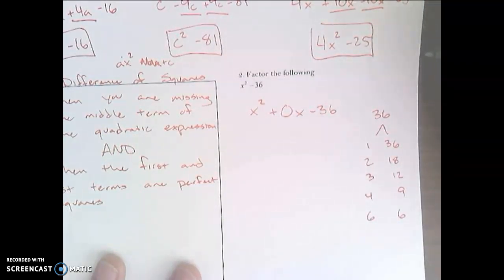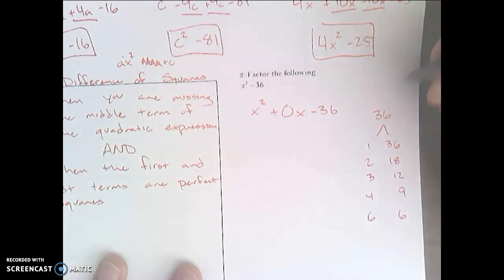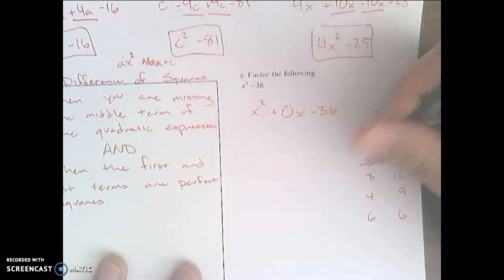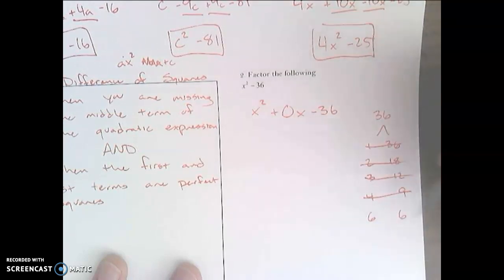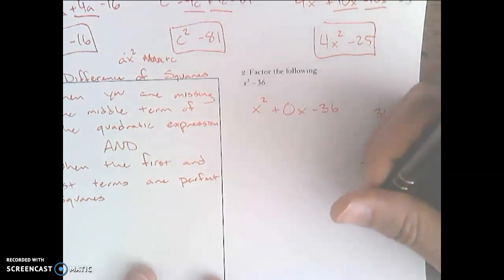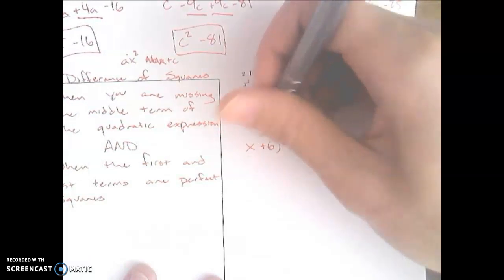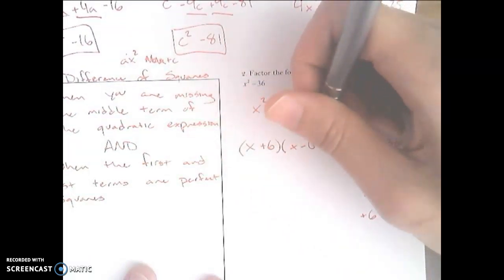And the next step says what two factors, what pair adds up to get to 0, that middle term. So 1 and 36, no, that's not going to add up. That one's not. That one's not. But 6 and 6, you can add those up and get to 0. You can take a positive 6 and a negative 6. So if we were to factor this, this would be x plus 6 and x minus 6.